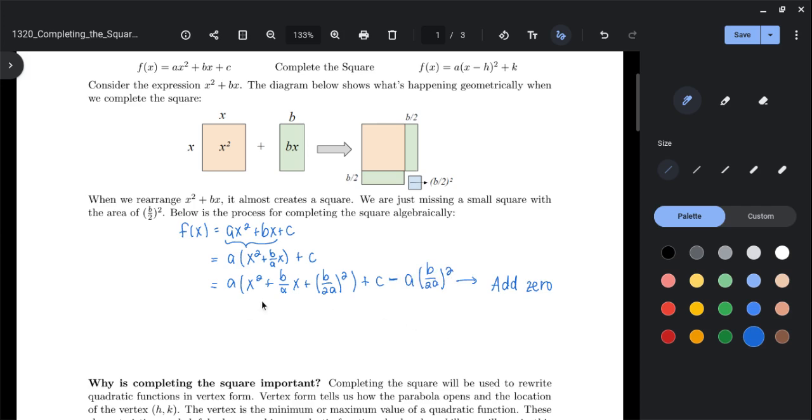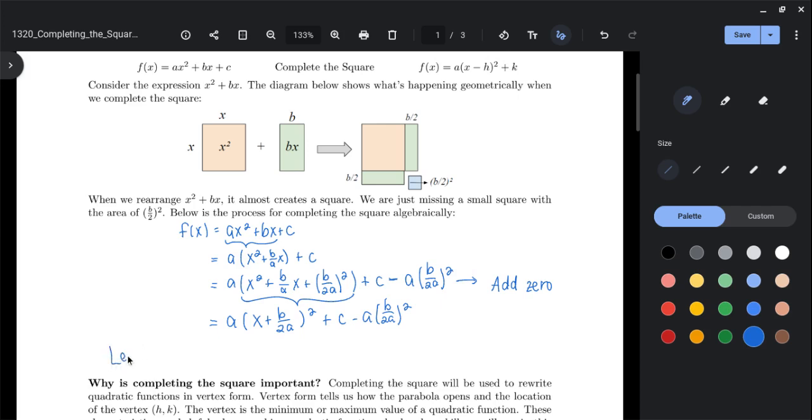So now what I have in my parentheses, I can actually write as a perfect square. So in this case, we're going to have x plus b over 2a, and that quantity is squared. And then we still have what we have on the outside, so plus c minus a times b over 2a squared. Now, I'm almost there, but I'm going to need to do a little bit of substitution to get it to looking exactly like our vertex form that I showed you above.